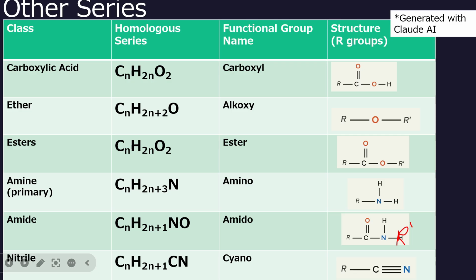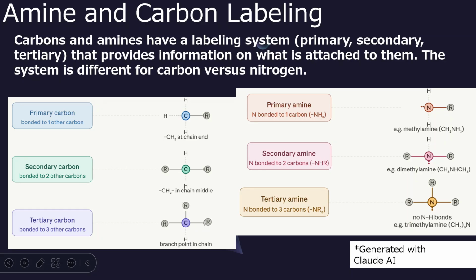And there are several more, I think, but you get the idea. Now, as I said, amine and carbon labeling. We can have primary, secondary, tertiary. It's very good to know which is which and how to identify them or draw them. It provides information on what's attached to the carbon or the amine nitrogen. But the system is different for carbon versus nitrogen.